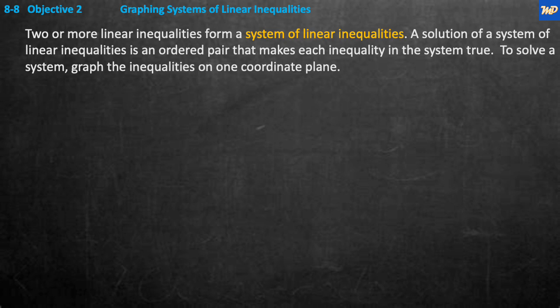It says 2 or more linear inequalities form a system of linear inequalities. A solution of a system of linear inequalities is an ordered pair that makes each inequality in the system true. To solve a system, graph the inequalities as if they are lines on one coordinate plane, and then determine from there what type of inequality it is, and then what is bounded by the solution.